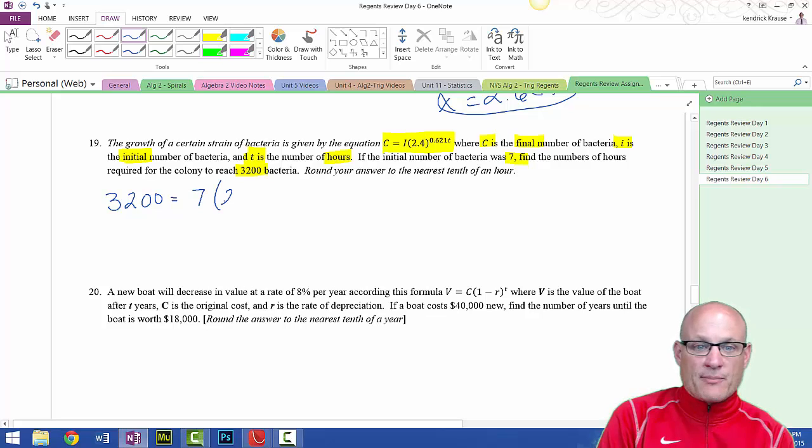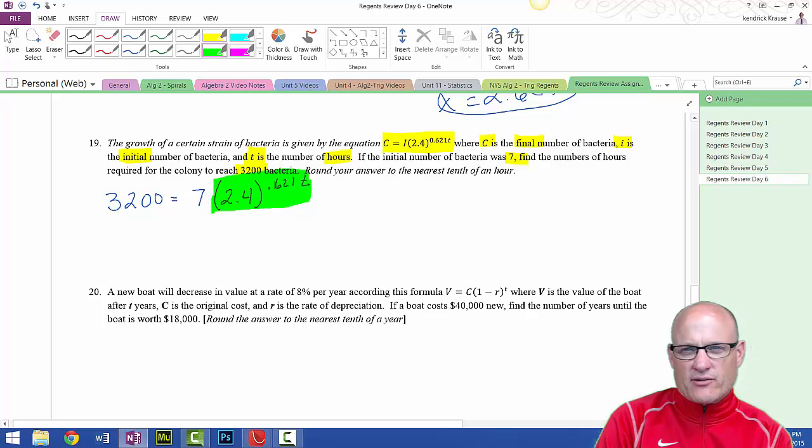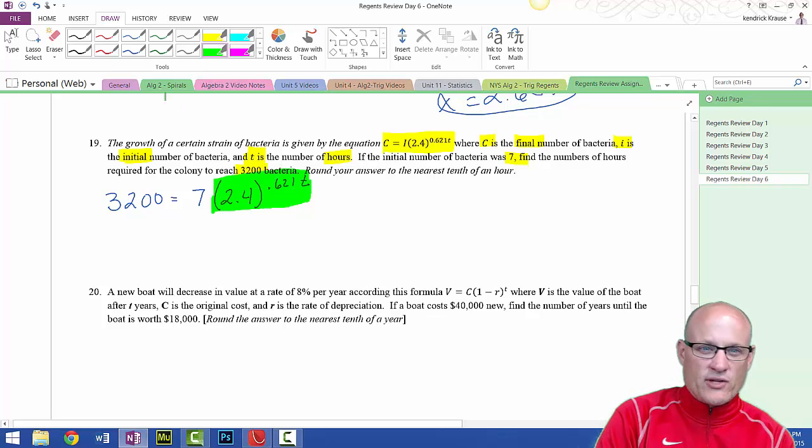And we're going to just copy everything pretty much else down. 2.4 to the 0.621 T. All right. In order to solve these types of equations, you have to isolate the weird thing. And in this case, the weird thing is this base to this exponent. I want to get this thing in green all by itself. So what can you tell has to go? Good, the 7. So we're going to divide both sides by 7.